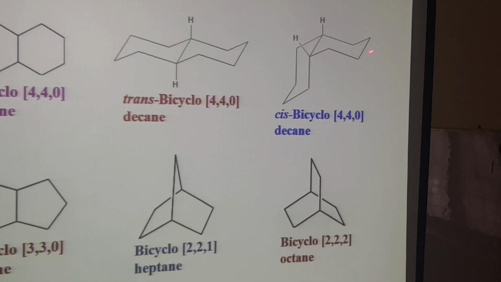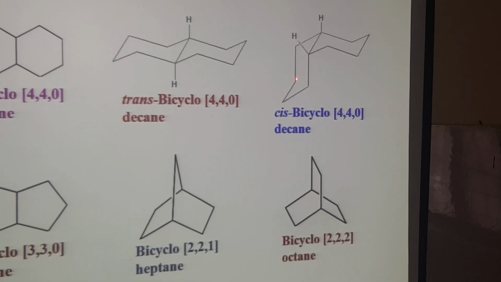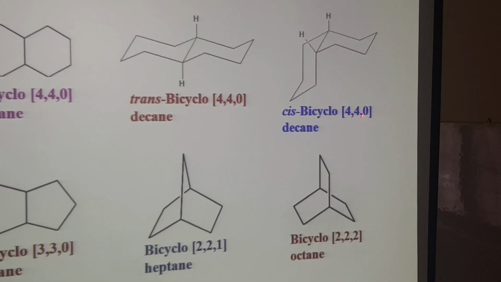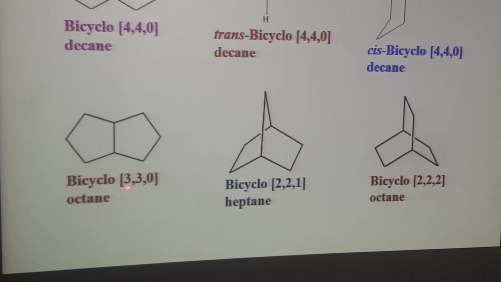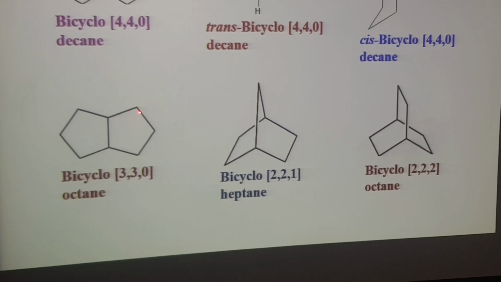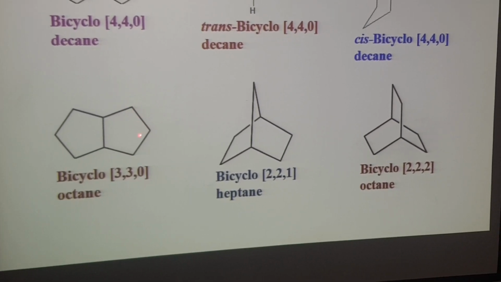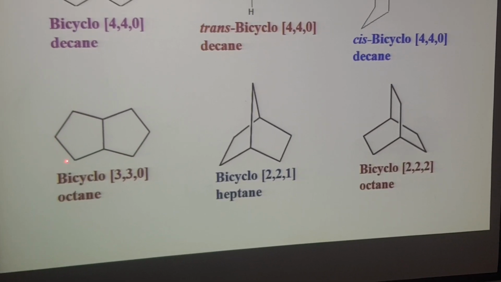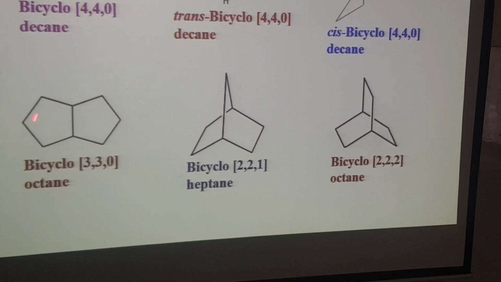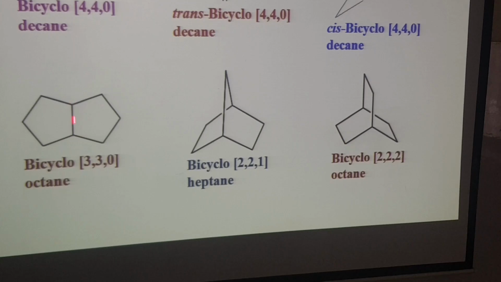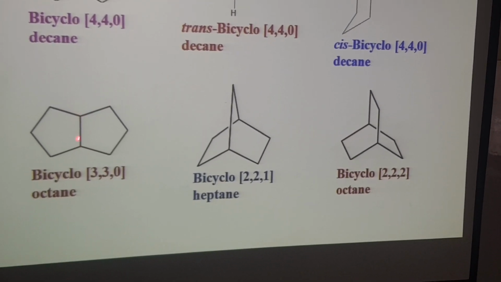Again we have 4 carbons here and 4 carbons, 1, 2, 3, 4. 440 decane. So again we have bicyclo 330 octane. Total 8 carbons are present. 1, 2, 3, 4, 5, 6, 7, 8 octane. And 3 carbons are present here and 3 here. And here we have no carbon in between these two carbons.